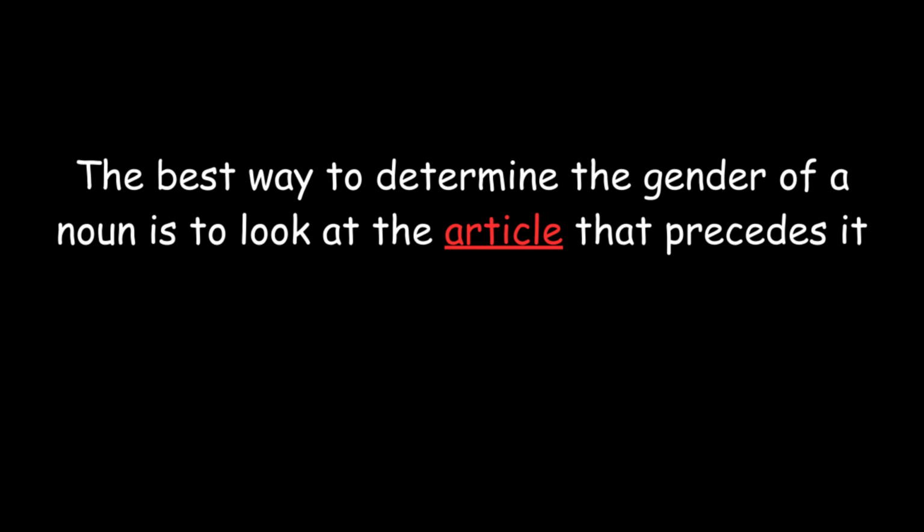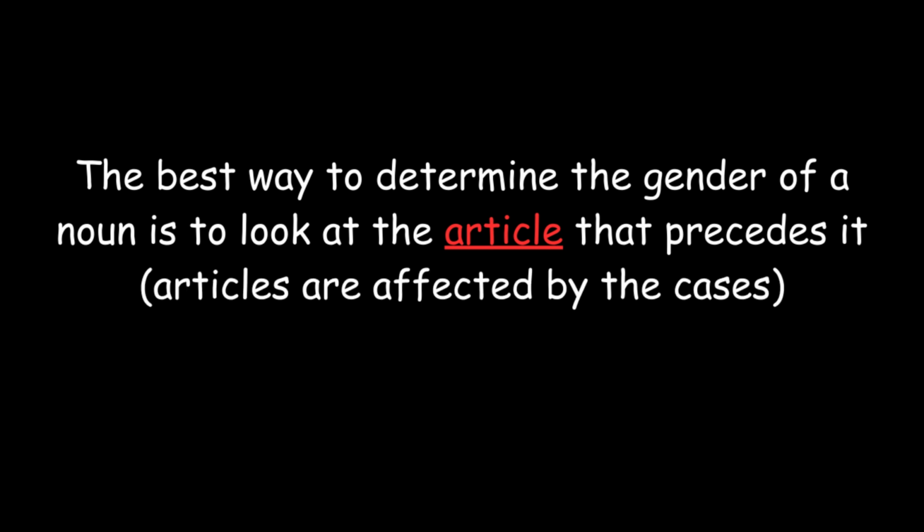Identifying a noun's gender in German can be tricky, but some patterns can be used. The best way to determine the gender of a noun is to look at the article that precedes it. However, the German articles are affected by the cases, meaning they can be modified under the function of a word.